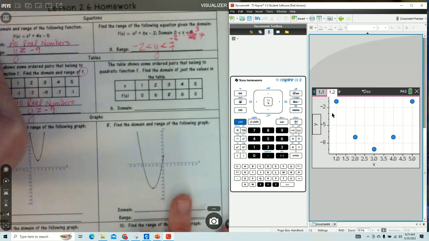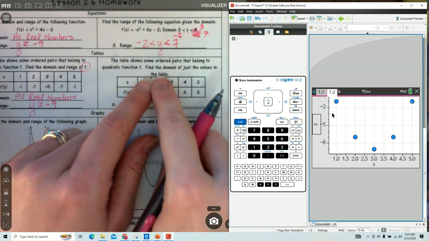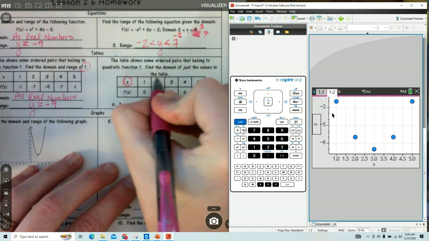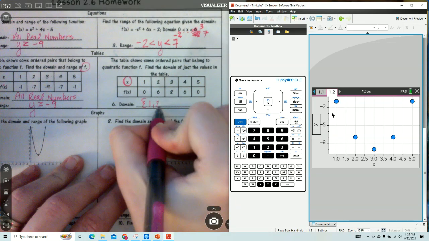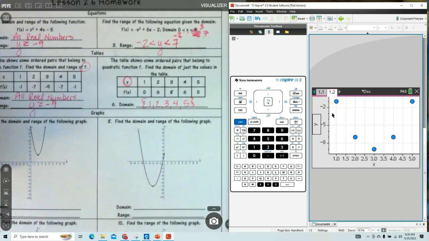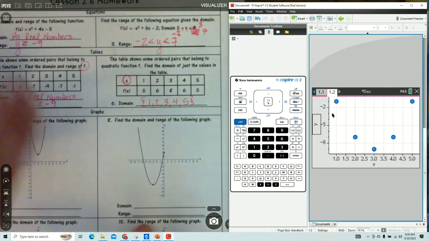Or they could say something like this. Find the domain of just the values in the table. So domain is X, and if they want just the values in the table, it's like what we did on Friday. We just make a list of those values. So again, two ways they like to phrase that. If it says find the domain and range of f, the entire function. Just the table, it's going to be a list. Okay.